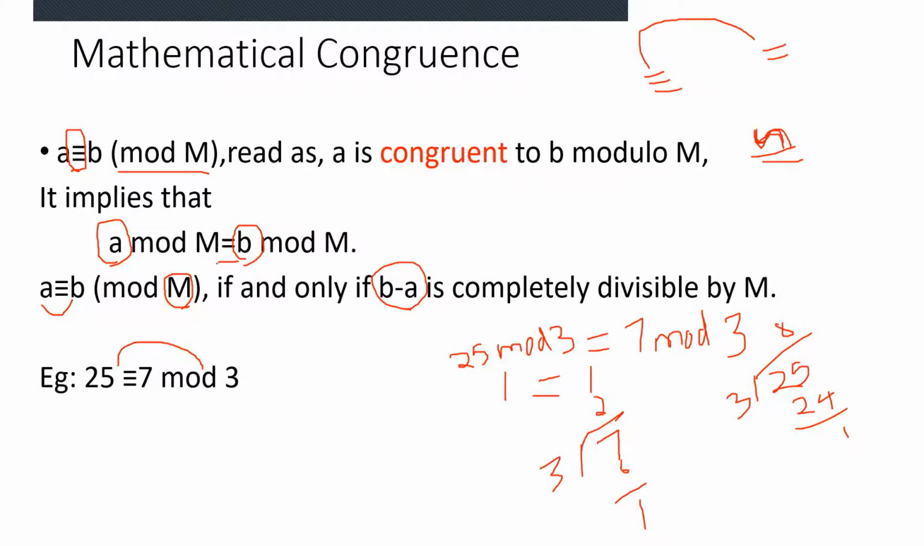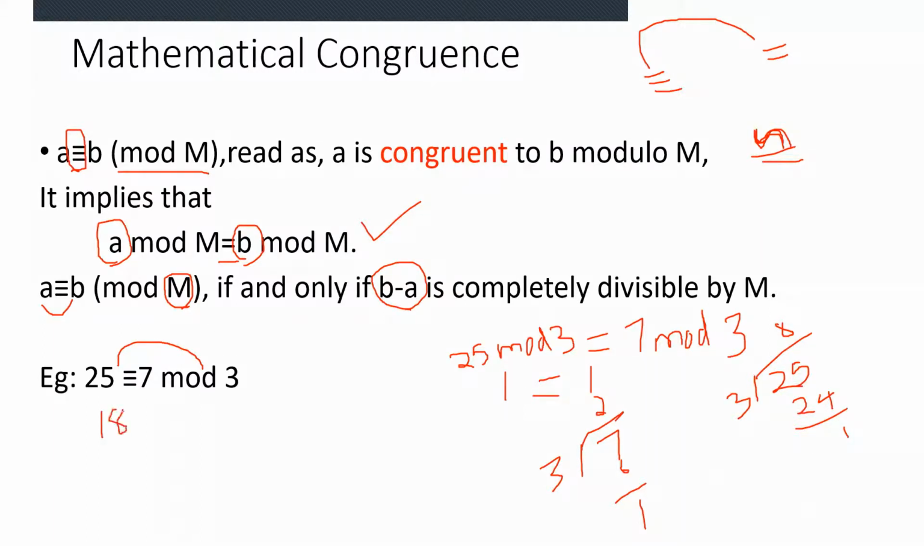Now this part we have completed. The next part is that you can write A is congruent to B mod M if and only if B minus A is completely divisible by M. B minus A or A minus B, there is no problem. Here we are considering only 25 minus 7. 25 minus 7 is what?